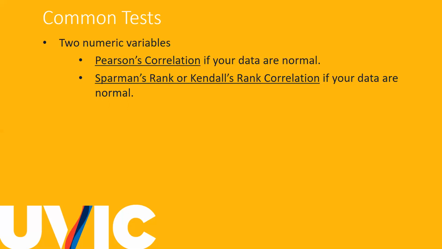If in your analysis plan you say, we're not sure if it's normal, so we're going to do a test, and I'll give you a couple tests that you can use in the coming slides to decide if it's normal or not. So if it's normal, it's Pearson's correlation, and if it's not normal, that's Spearman's rank or Kendall's rank.